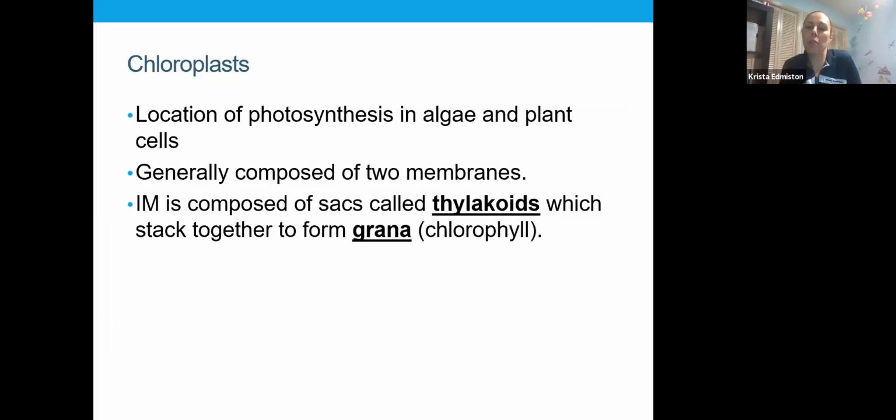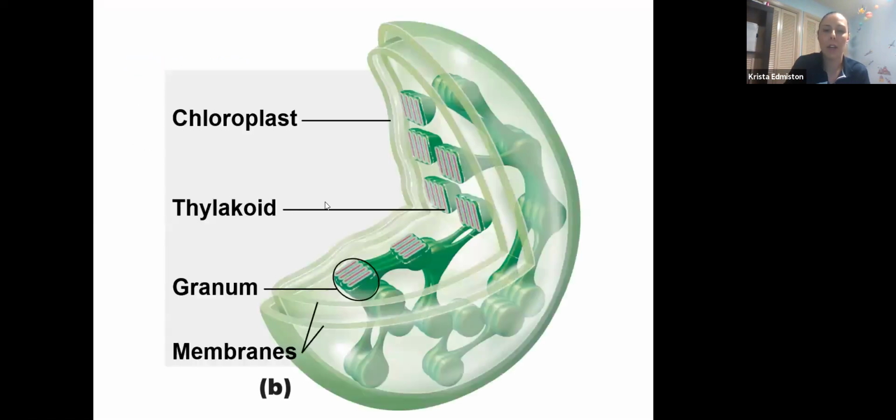Chloroplasts are found only in organisms that do photosynthesis. So the location of photosynthesis is in the chloroplast. Just like the mitochondria, it has two membranes, and the inner membrane is composed of sacs called thylakoids, and they stick together to form what looks like Oreo cookies on top of each other, the grana. And that's where the chlorophyll is going to be located for capturing the light energy.